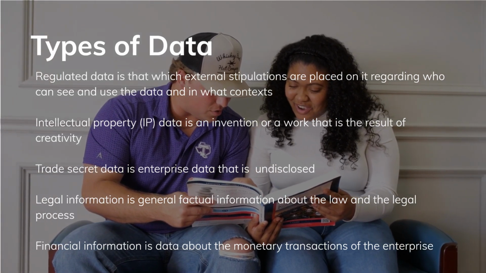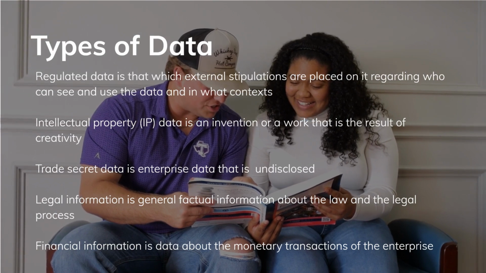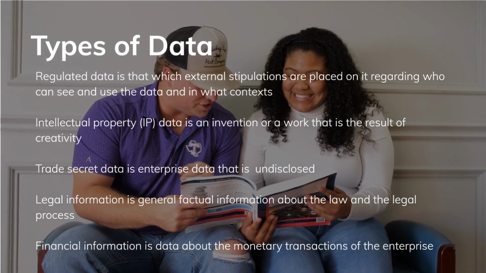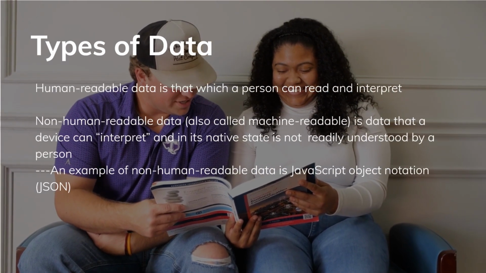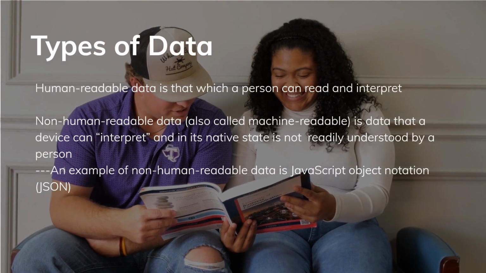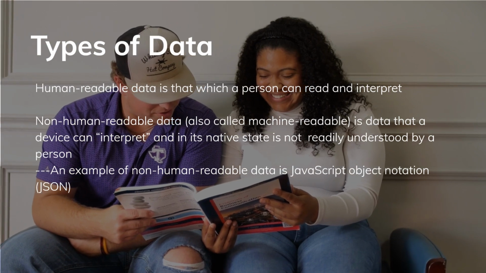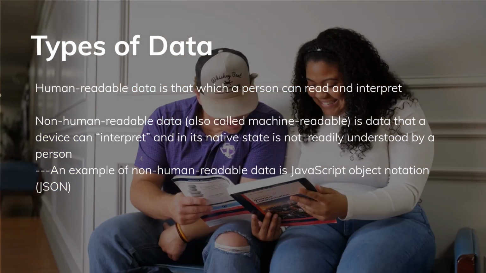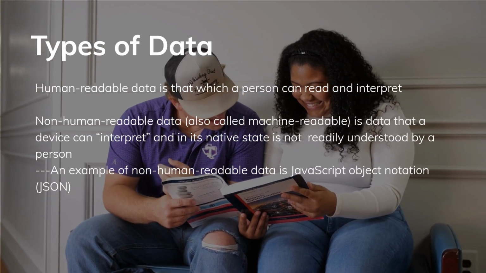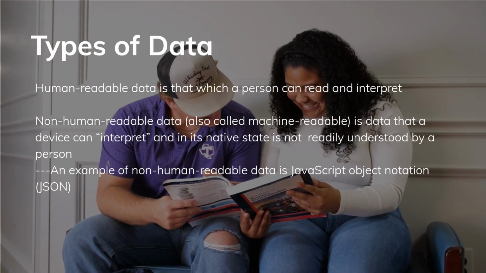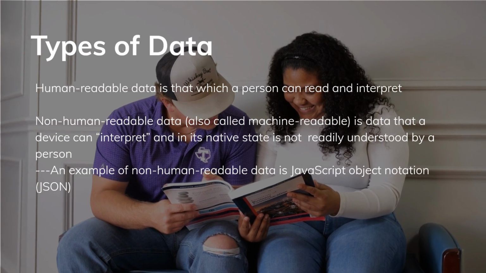Protecting financial information is crucial to prevent fraud, maintain investor confidence, and comply with financial regulations. Human-readable data is data that a person can read and interpret without the need for special tools. Examples include text files, printed documents, and readable spreadsheets. This data is straightforward to access and understand.